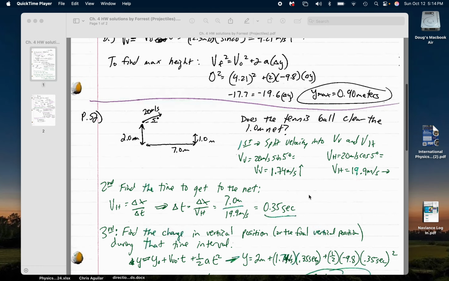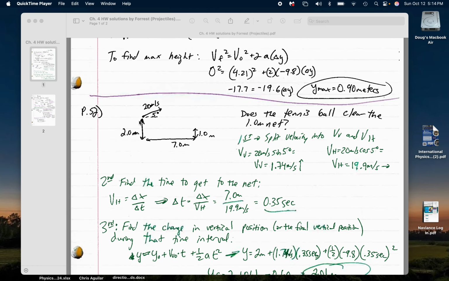For problem 52, you basically have a tennis ball that's hit at 20 meters per second, 2 meters above the ground, at a 5-degree angle, and the question is can it clear a 1.0 meter net? First thing I do, split things up into the vertical and horizontal components. So I get a vertical component of 1.74 meters per second up, horizontal of 19.9 meters per second sideways.